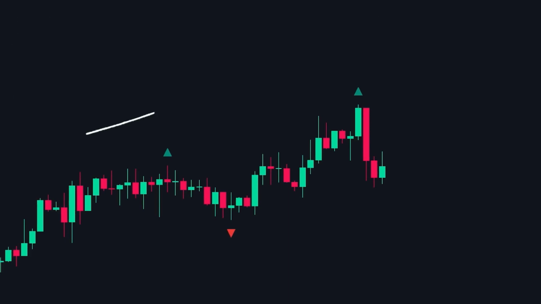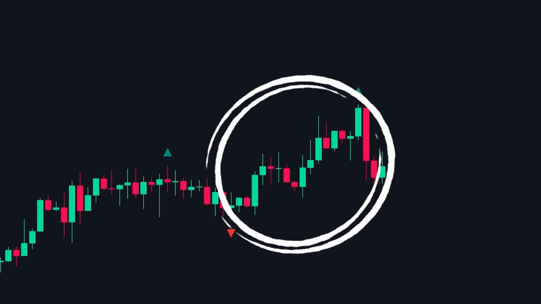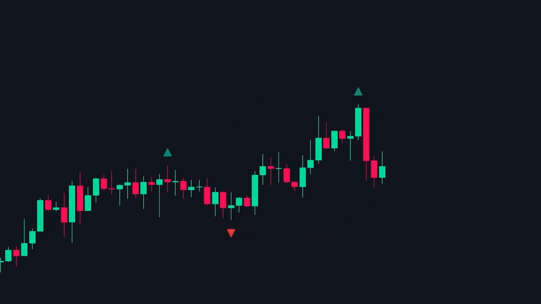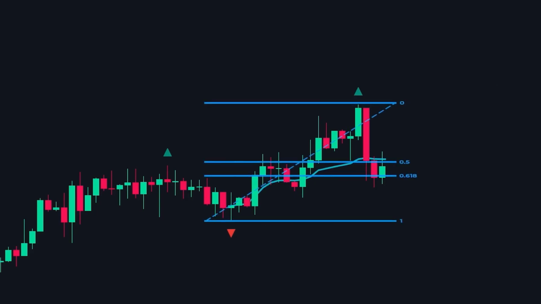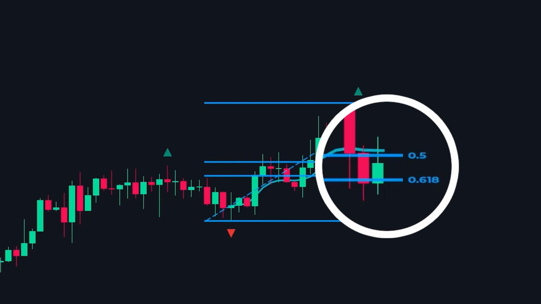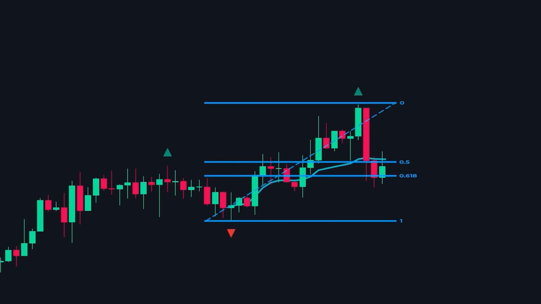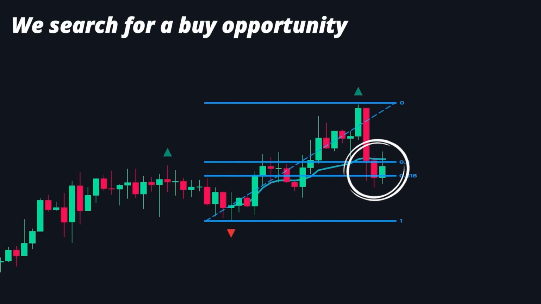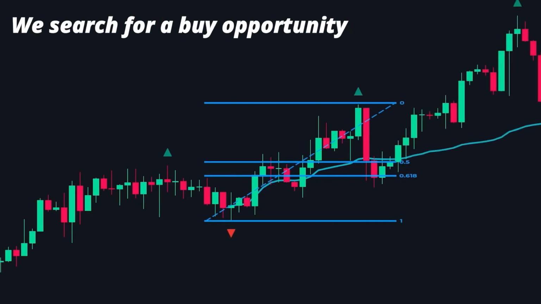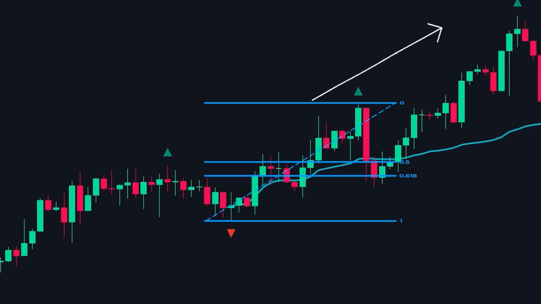Here's an example. The price was initially in a strong uptrend before making a large impulsive leap upward. We plot the anchored VWAP from the beginning of this impulsive move and apply the Fibonacci retracement tool to it. The Fibonacci retracement's golden zone coincides with the anchored VWAP at this price point. This confluence means that this area should provide strong support. When the price returns to this level, we search for a buy opportunity. As demonstrated, the price rebounded from the golden zone and headed upward.